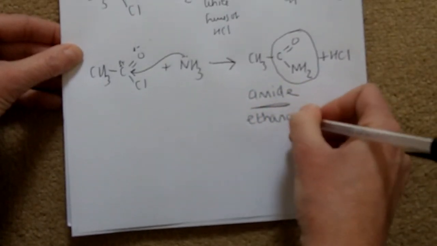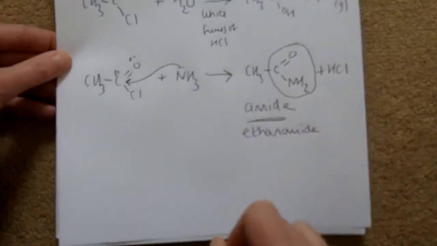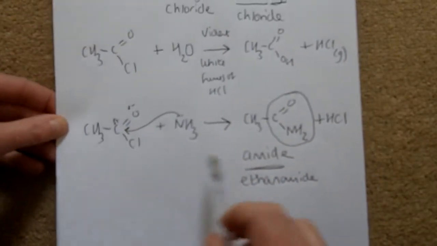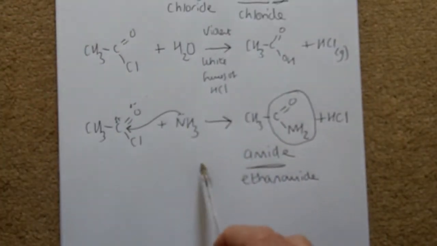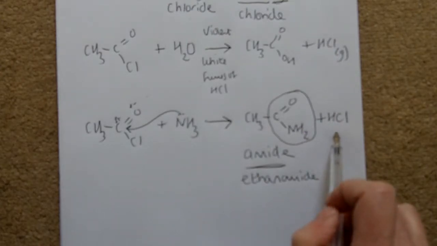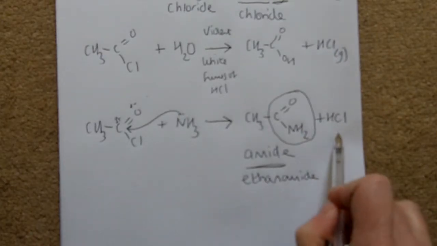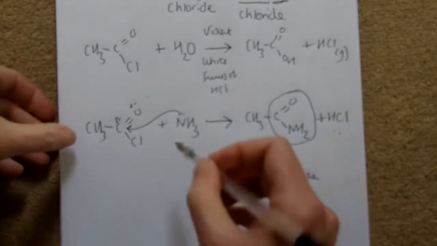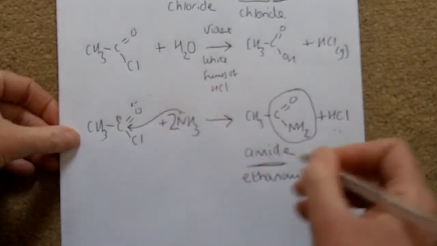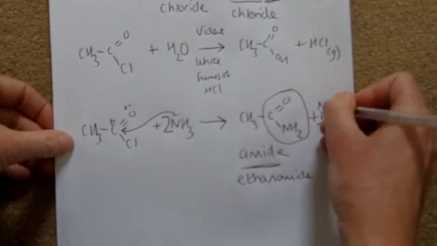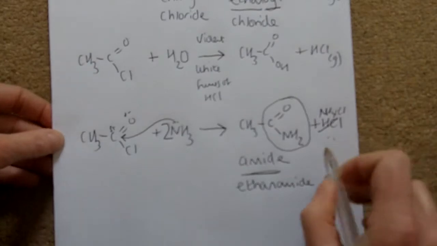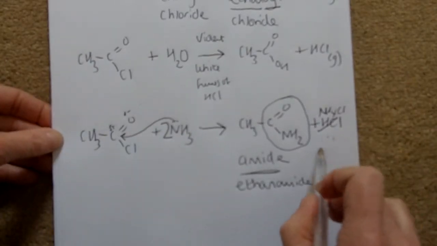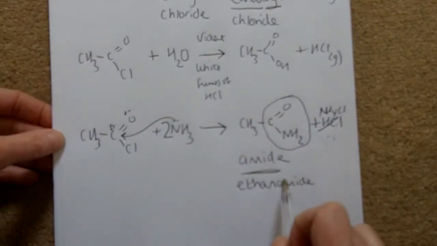Ethanamide. Right, this actually isn't the balanced equation though, because it's not going to make HCl, because as soon as HCl is made, it will react with ammonia to make ammonium chloride. So you need 2 ammonias and you need ammonium chloride. HCl is not actually going to exist. It'll react with the ammonia straight away. So that's the overall chemical equation.